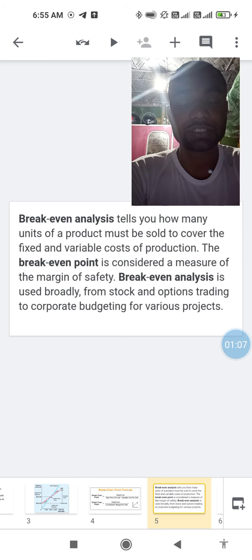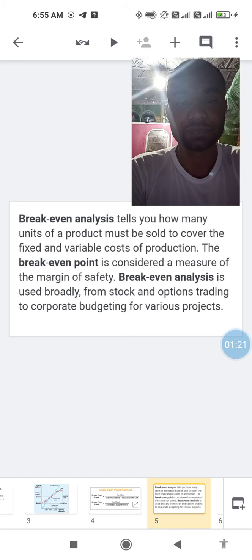Fixed cost is just the fixed cost. Variable cost is the extra cost that happens if you use some extra units. For example, the light bill is fixed, but in case you put up some extra units, then you'll pay extra for that. That is variable cost. The break-even point is considered a measure of the margin of safety. Break-even analysis is used broadly, from stock and options trading to corporate budgeting for various projects.